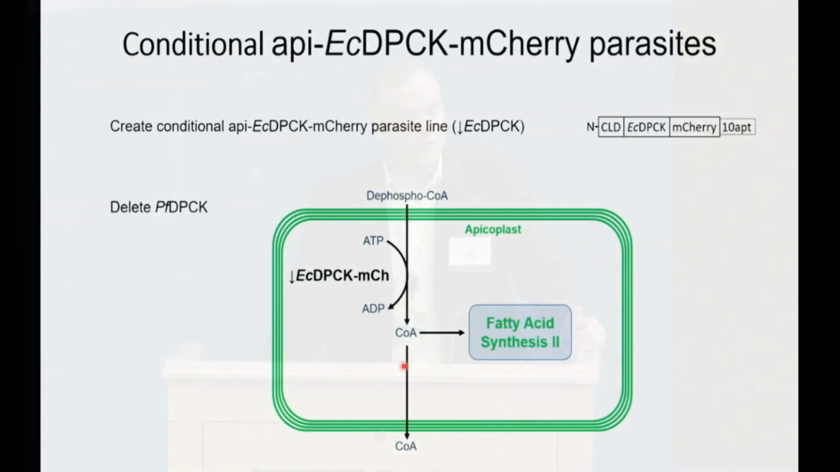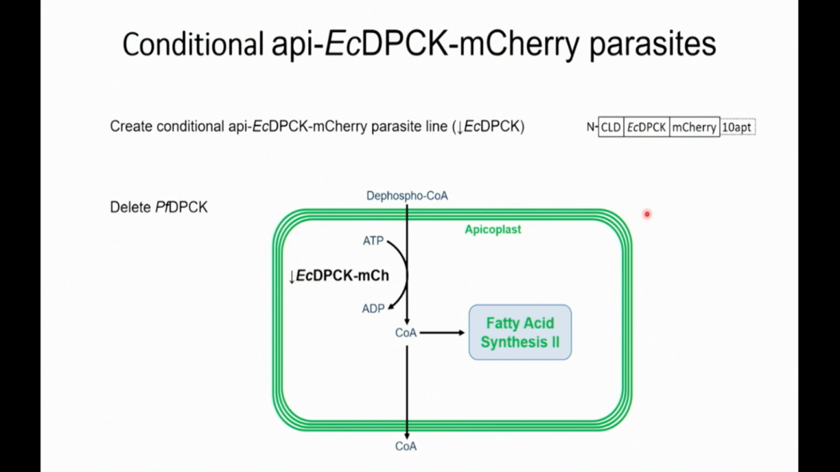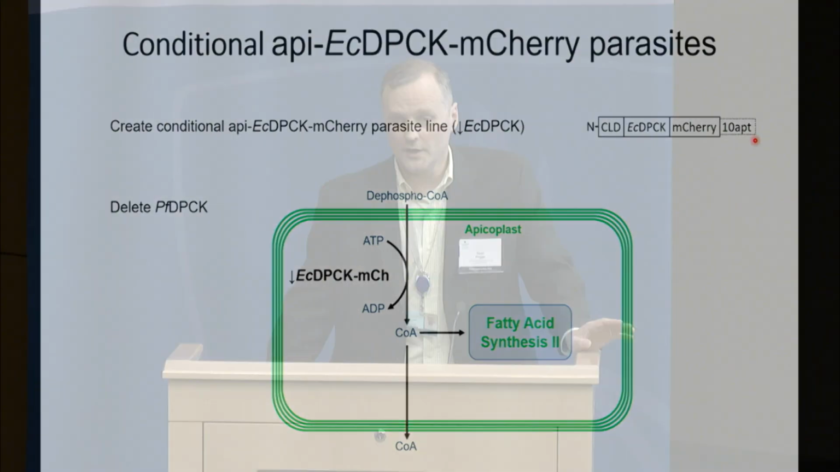So what we turned our attention to after this was to generate a conditional expression line for the E. coli DPCK. And so here we use, which I've annotated with a down arrow indicating this is a conditional system, two different systems. One, which Dan mentioned in the previous talk, developed by Jacqueline Niles, involves adding aptamers after the gene that you intend to target. That's a knockdown system. I'll describe that in a moment.